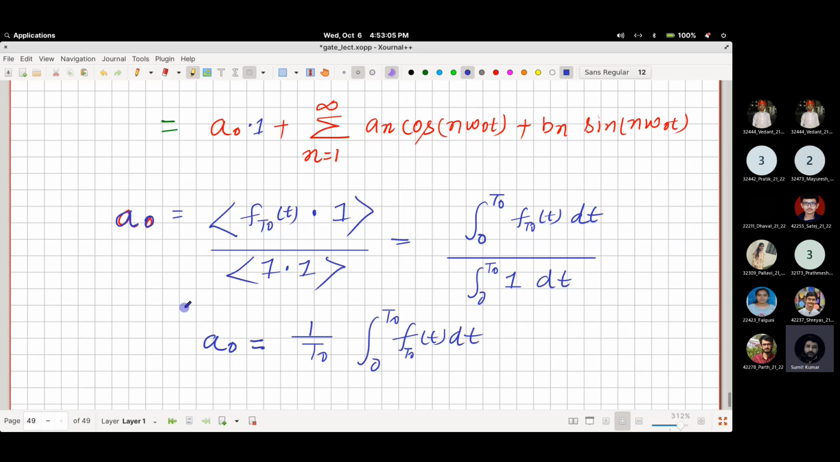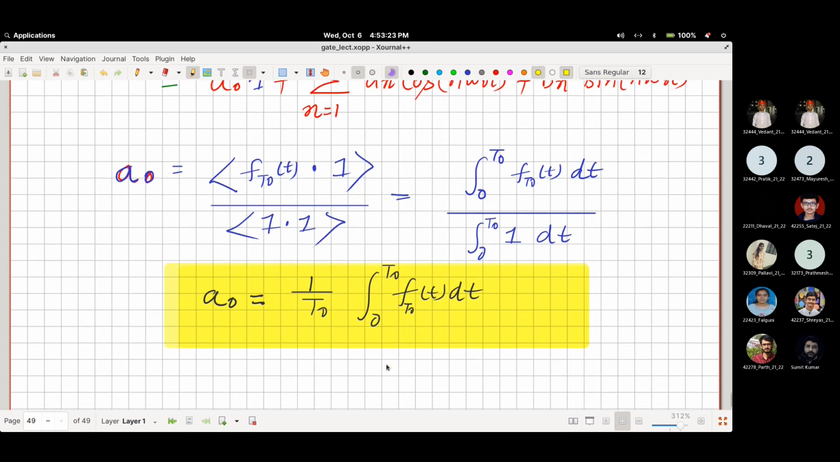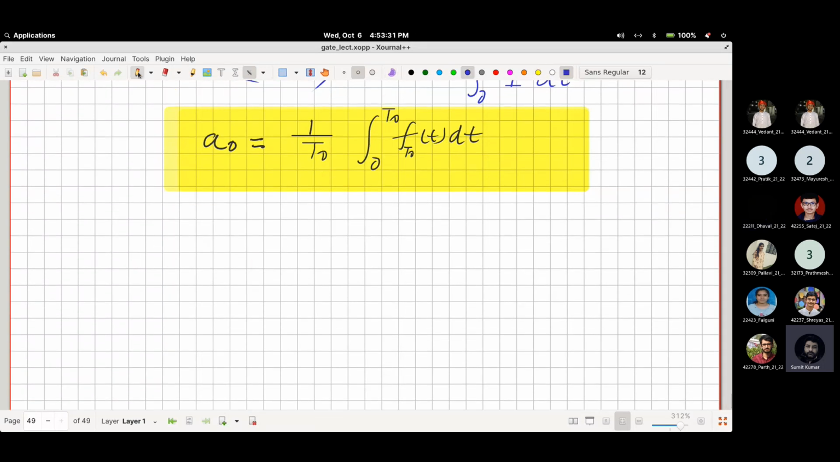And if you remember from your earlier classes, this is basically Fourier. I mean, the value of a naught comes out to be this only, doesn't it? You must have studied Fourier series, and in it you must have derived this value of a naught, in the second semester, isn't it? Similarly, you can compute the value of an. So what will be an? An will be what? Dot product of f(t) with cos n omega naught t, isn't it?